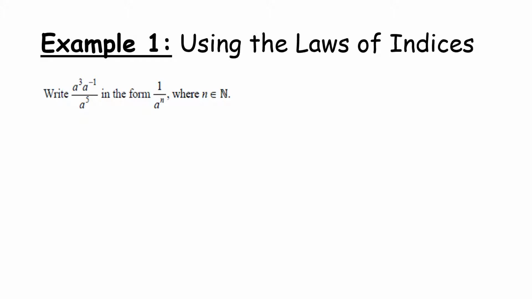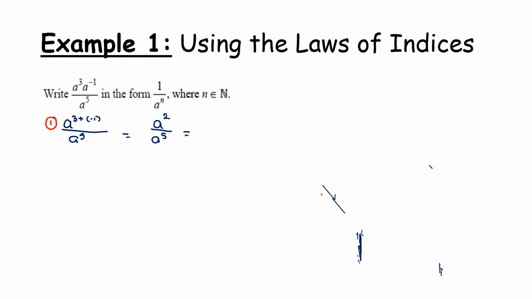So what I'm going to do is try to work with our laws as we go. Using law 1, I'm going to say a to the power of 3 multiplied by a to the power of minus 1 is a to the power of 3 plus minus 1. And that's still all over a to the power of 5. So cleaning that up, it's a to the power of 3 minus 1, which is a to the power of 2 over a to the power of 5.